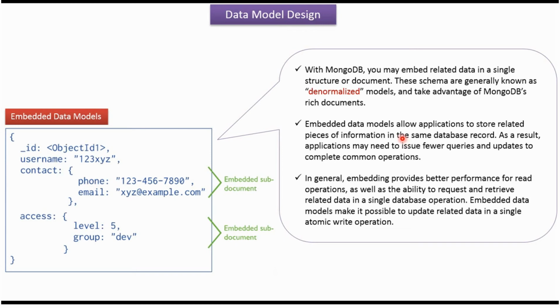Embedded data models allow applications to store related pieces of information in the same database record. As a result, applications may need to use fewer queries and updates to complete common operations like read operations, write operations, etc. In general, embedding provides better performance for read operations, as well as the ability to request and retrieve related data in a single database operation. Embedded data models make it possible to update related data in a single atomic write operation.